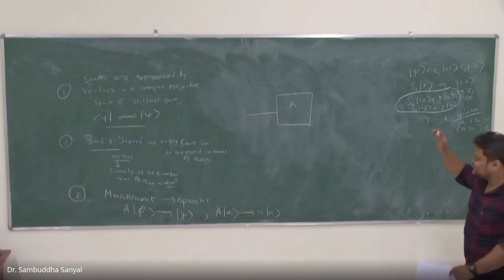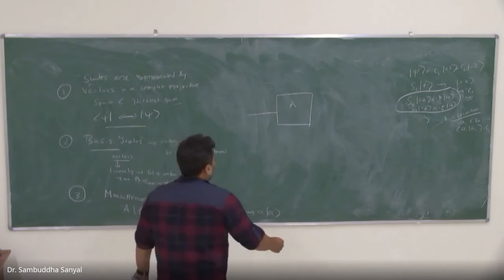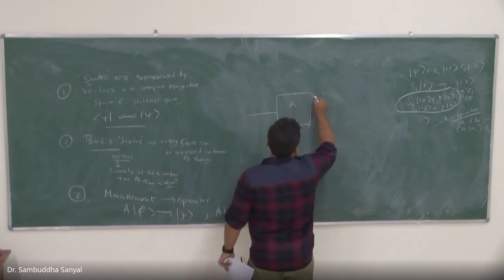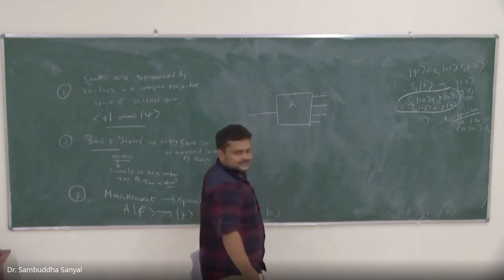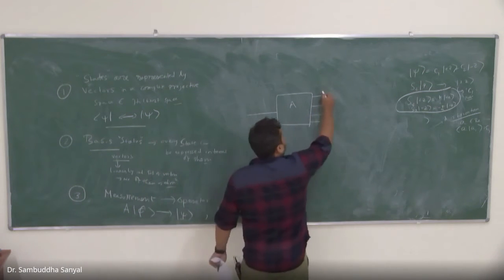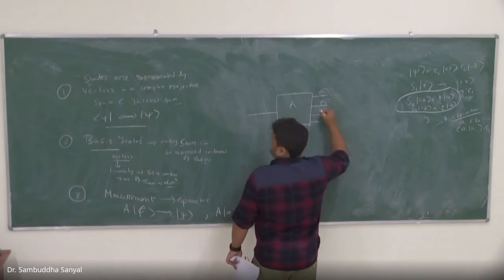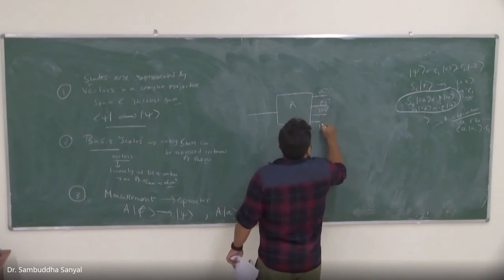So this is a description that fits with the experiment, to be more honest, rather than saying it in any other language. So let's say there are n channels. This is a Stern-Gerlach with n channels. So what can it give? It can give A1, A2, A3, up to AN.